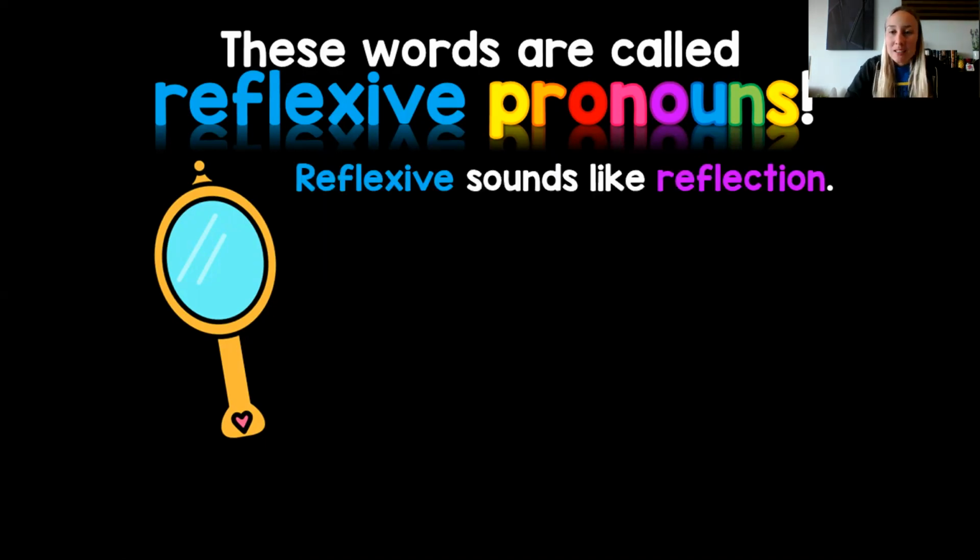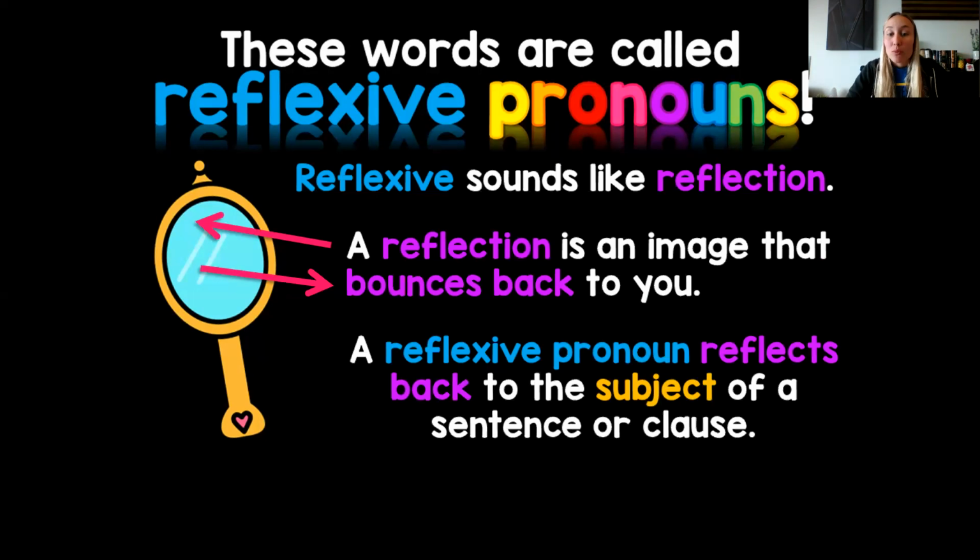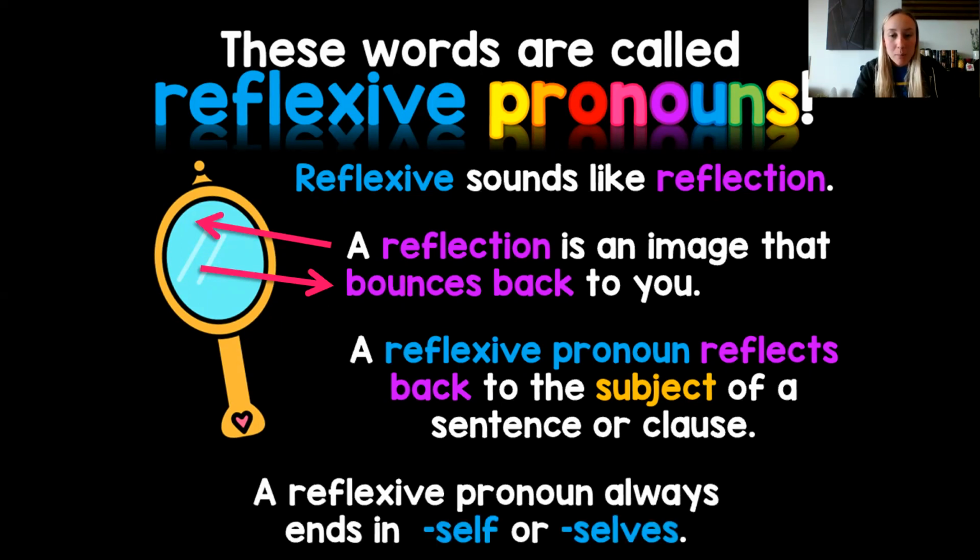Now the word reflexive, it sounds a little bit like reflection. We could see that it even starts the same way with the same letters here. Now a reflection is an image that bounces back to you. So when you look in the mirror, your reflection is an image that bounces back for you to see. A reflexive pronoun reflects back to the subject of a sentence or a clause, which is like part of a sentence. So it kind of bounces back to the subject of the sentence. Now let's look a little bit more at that because you might be confused at this point, but don't worry, we're going to clear it up a little bit.